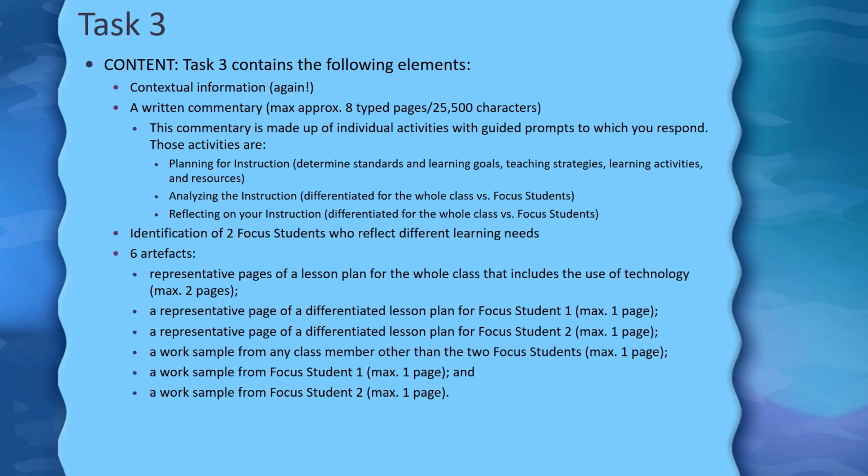You are going to have to provide contextual information, and this is the same type of contextual information that you provided in Task 2. You will need to provide a written commentary, and this commentary will be a little bit longer than the previous two tasks. They were 7 pages typed. This will be 8 pages typed, or 25,500 characters.